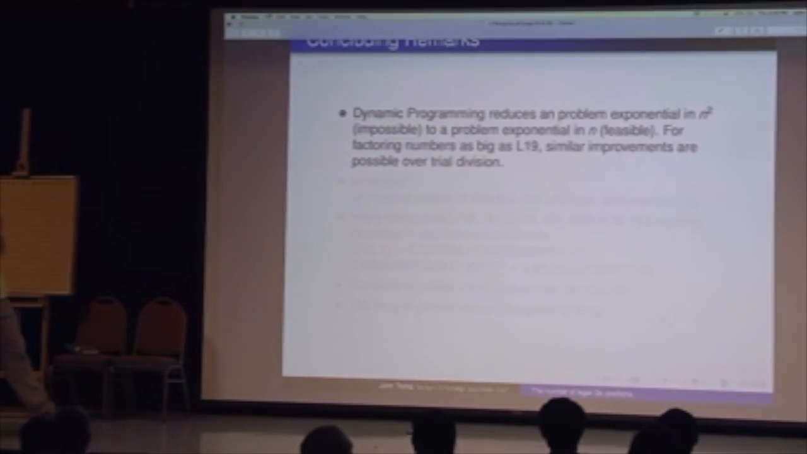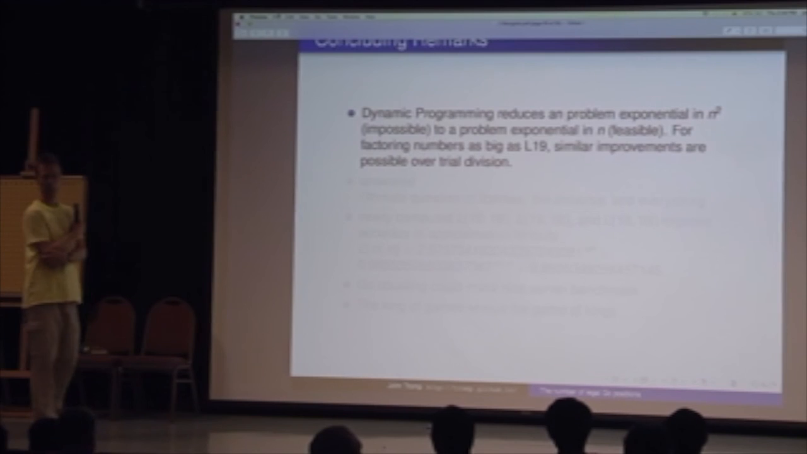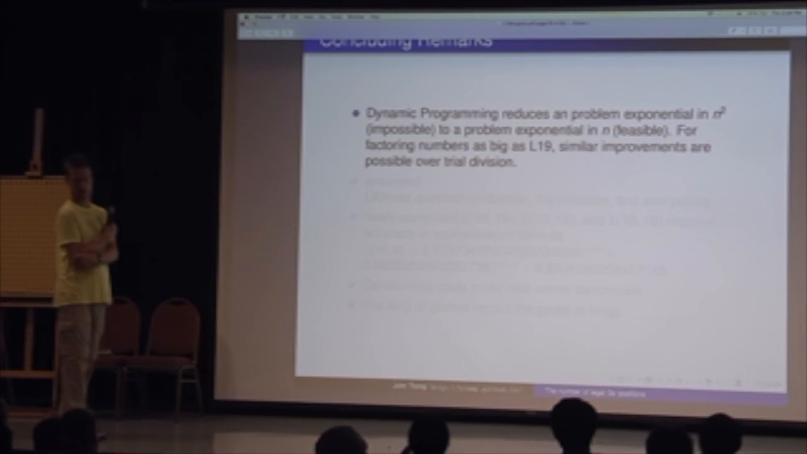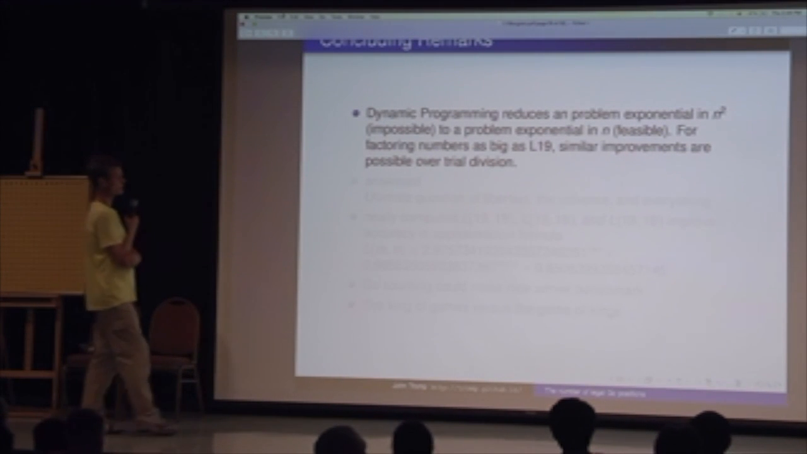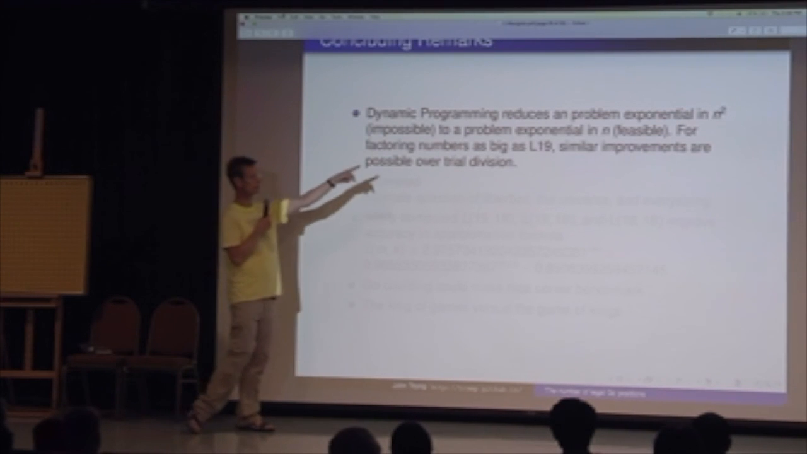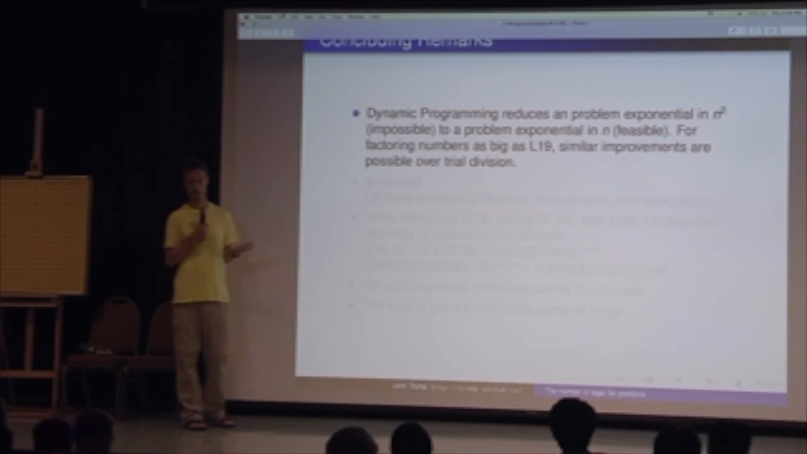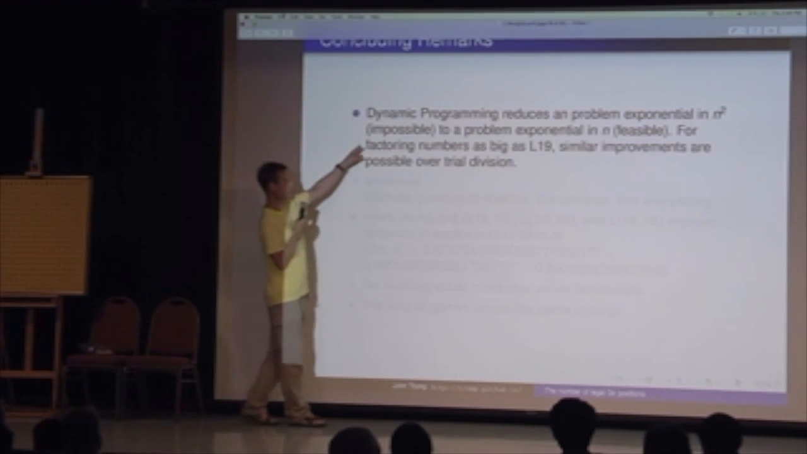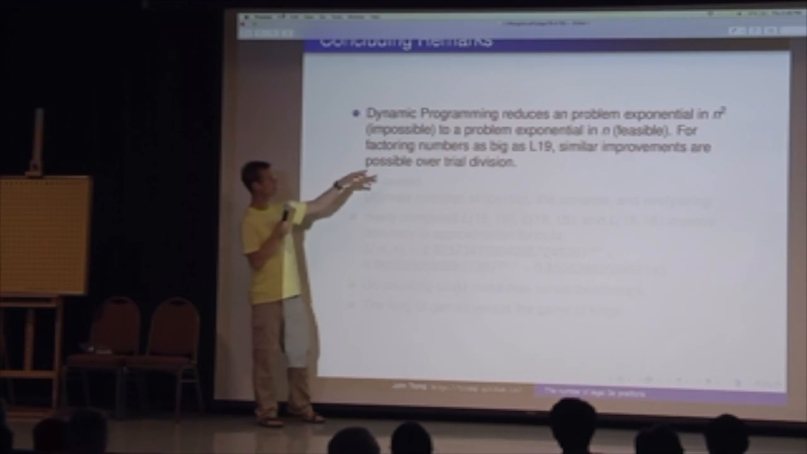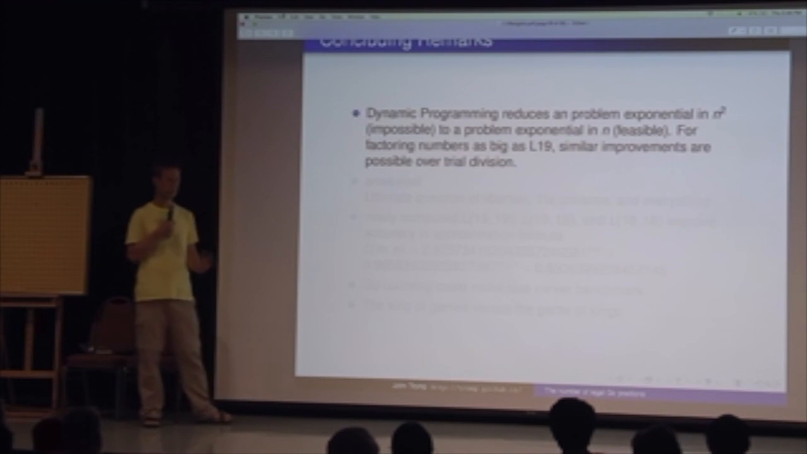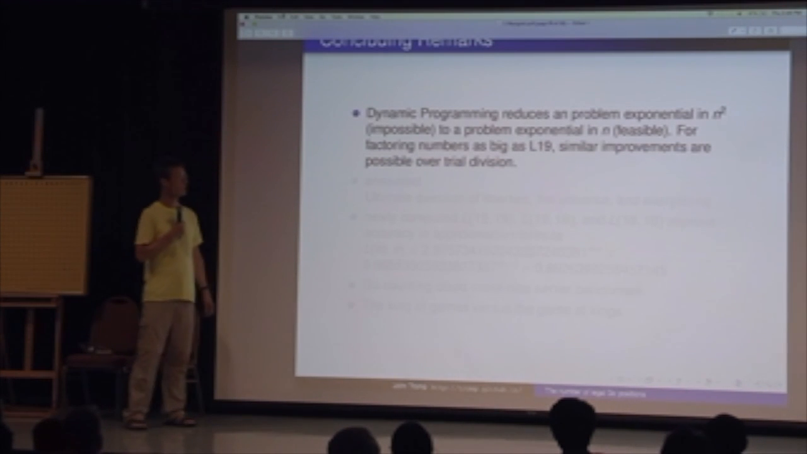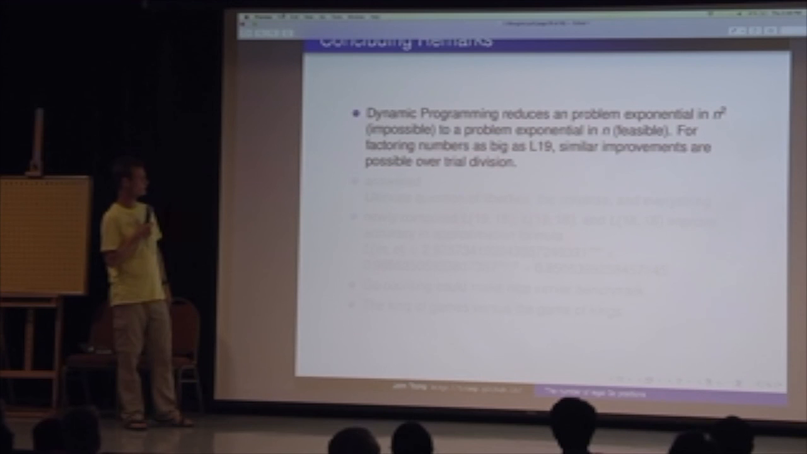Conclusions. We used a technique known as dynamic programming to reduce a problem that looks to be exponential in n squared, which would be counting positions by brute force, which would be totally infeasible, to a problem that's exponential only in n, which is just barely feasible.